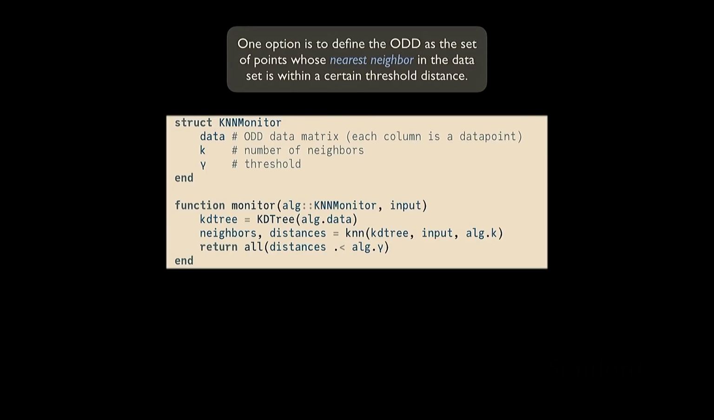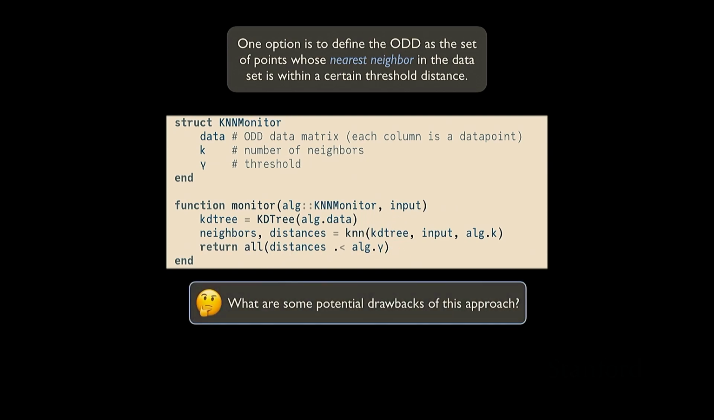Okay, so here it is implemented in code. We basically just compute the nearest neighbors and then check if they're within this threshold. Okay, but what do you guys think are maybe some potential drawbacks of this nearest neighbors approach?